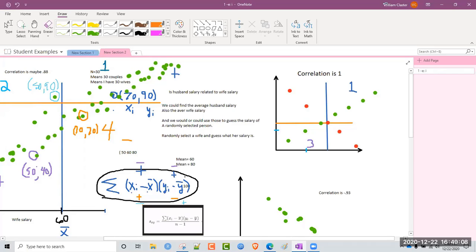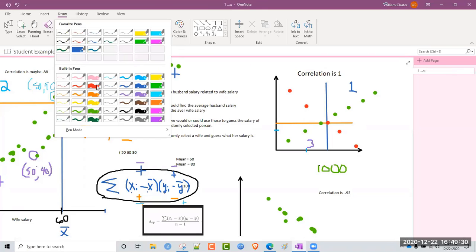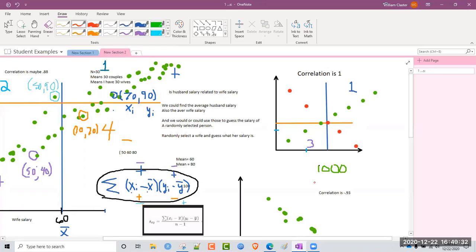Now, there's just one little problem with this summation here, and that is, maybe like in this green one, suppose for the green one here, when I do this sum, I might get 1,000. Let's just make that up. And if I did it for the red one, let's say, I might get negative 1,000, for example.